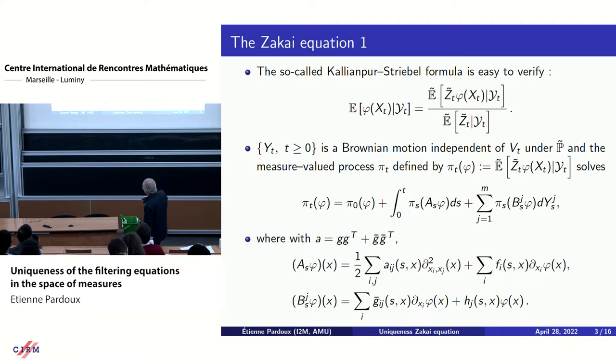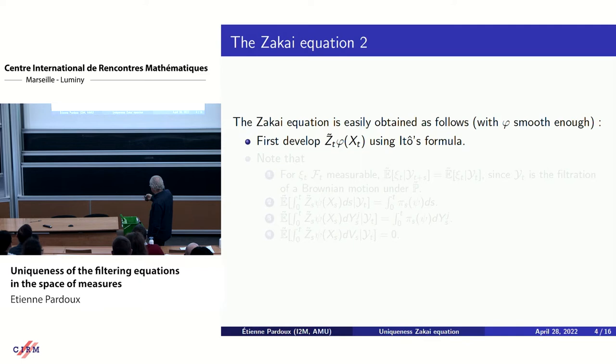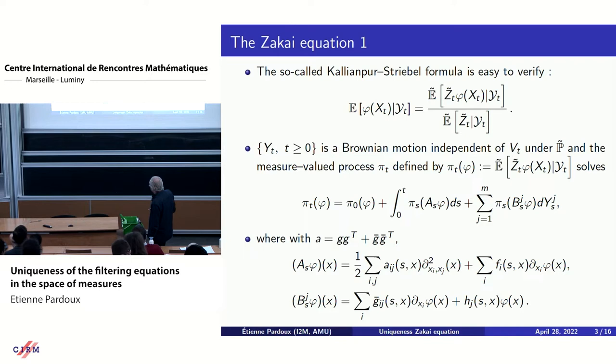As I said, A is the infinitesimal generator of the process X_t and B^j has to do with the observation function, and this has to do with the correlation between the two noises. Okay, so deriving this equation is rather easy. I give you the main steps.